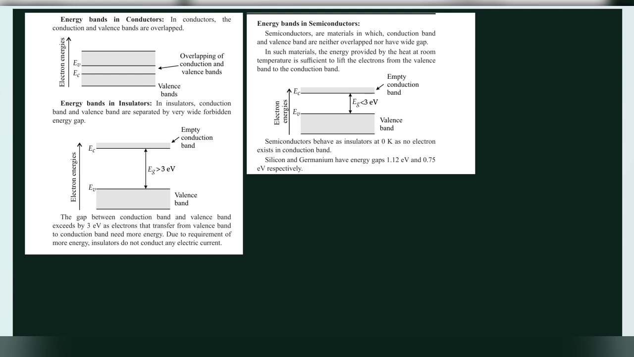And the forbidden energy gap is the amount of energy required to jump the electrons from valence band to the conduction band for conduction. Or we can say that forbidden energy gap is the energy difference between the conduction band and the valence band. Here in the diagram we will begin with the topic energy band in case of conductors.